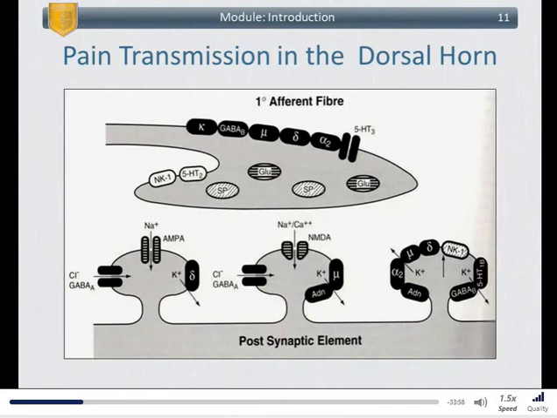Now later we're going to talk about other actions of opioids which are not so good, but at least in this view, it's got two mechanisms of inhibition. And you can see there's lots of other potential places to inhibit pain signals.